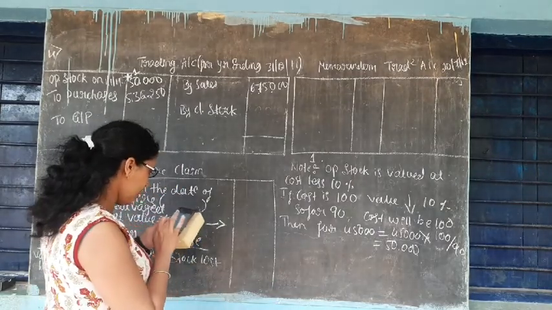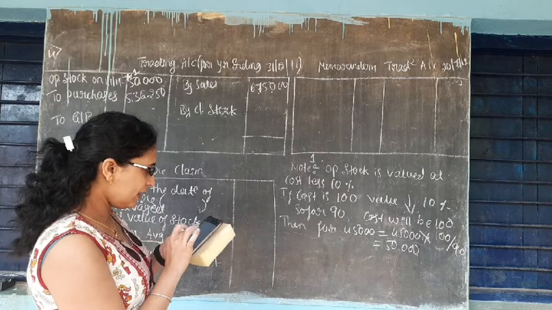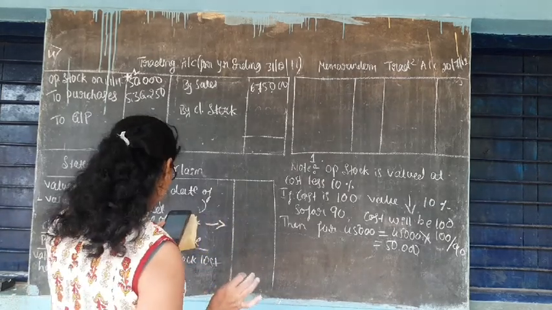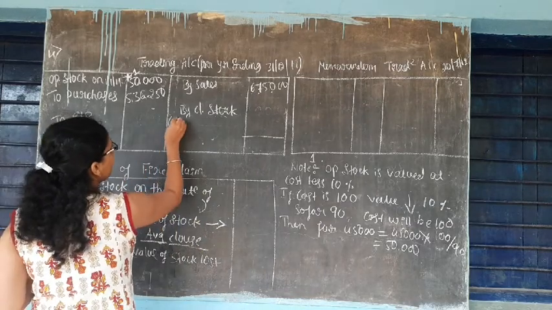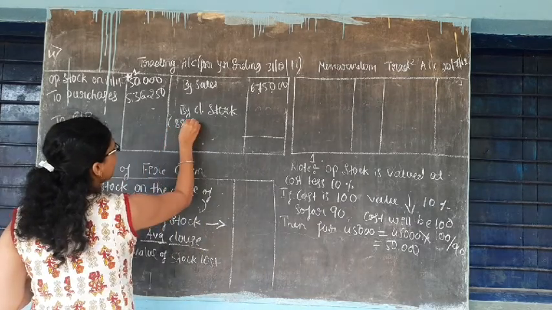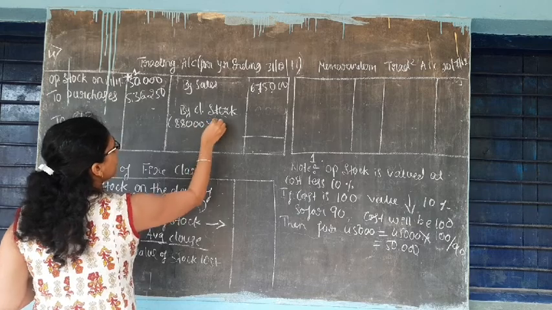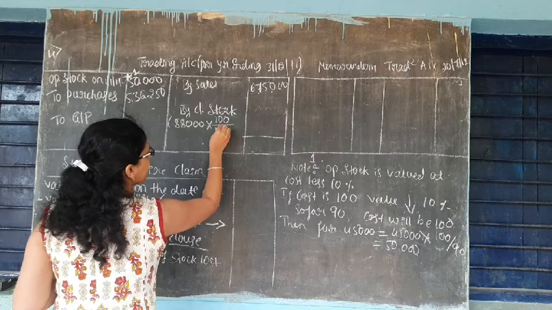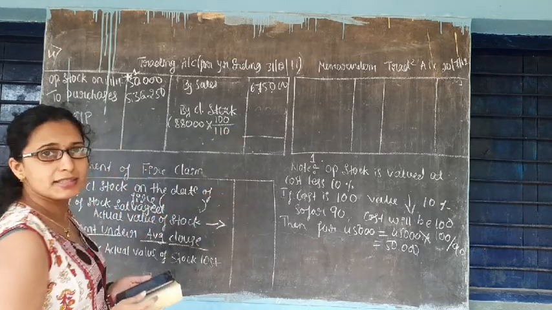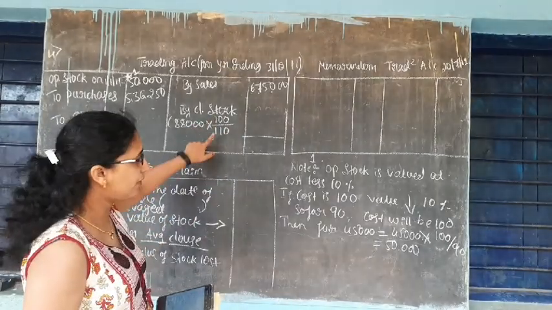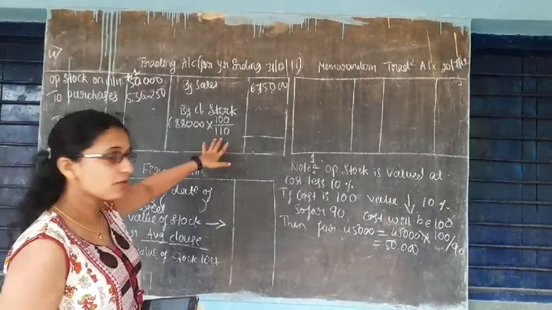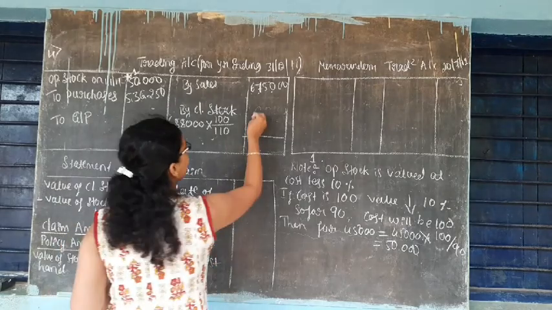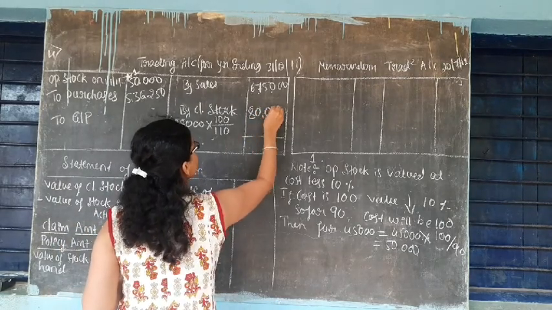Means in question they have given that closing stock is 88,000. Okay, so directly I will show you, cost plus, so 88,000 into 100 divided by 110. So if cost less 10% was given it would be 100 divided by 90. Since cost plus is given, 100 divided by 110, you will get 80,000.